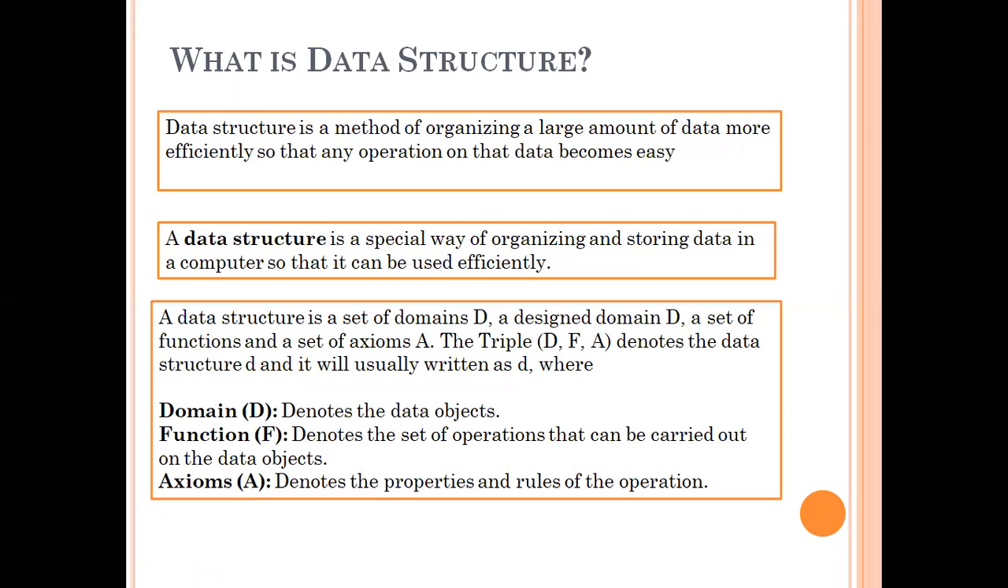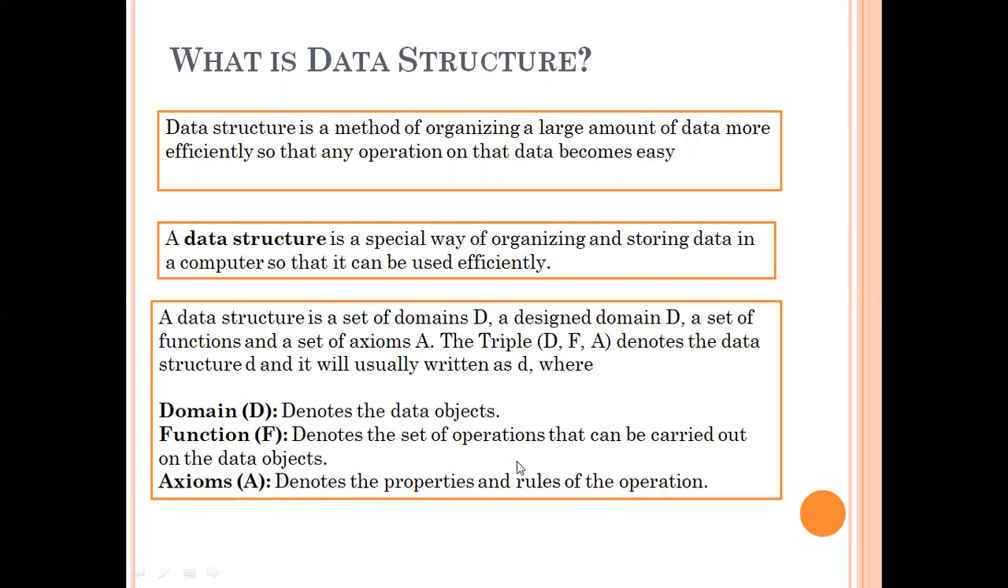In mathematical form, you can say a data structure is a set of domains D, a set of functions F, and a set of axioms A. The triple (D, F, A) denotes the data structure D, where domain D denotes the data object, function F denotes the set of operations that can be carried out on the data object, and axioms A denotes the properties and rules of the operation.